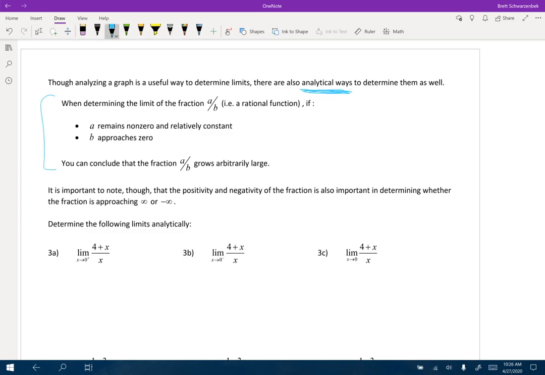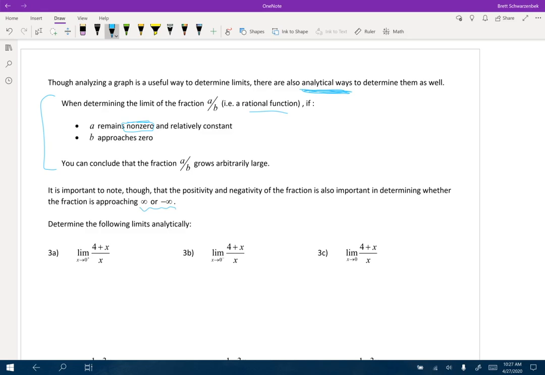It says when determining the limit of the fraction a over b, which is of course a rational function, if a remains non-zero and constant, in other words, it's a constant that's not zero, and b approaches zero, you conclude that the fraction a over b grows arbitrarily large. It says it's important to note that the positivity and negativity of the fraction is also important in determining whether the fraction approaches infinity or negative infinity. Okay, so what does all of that mean?